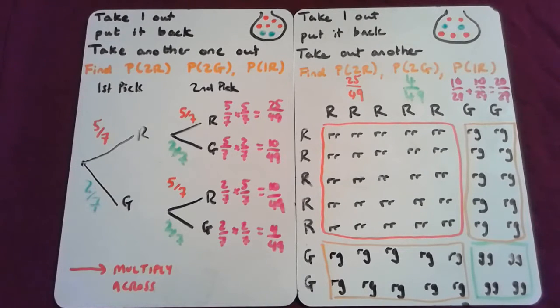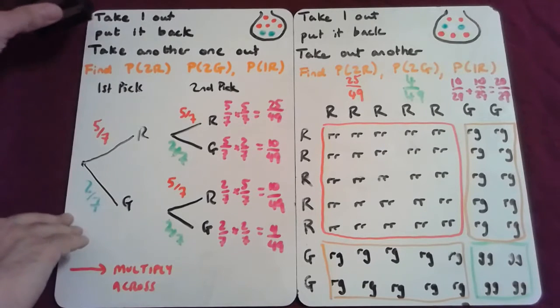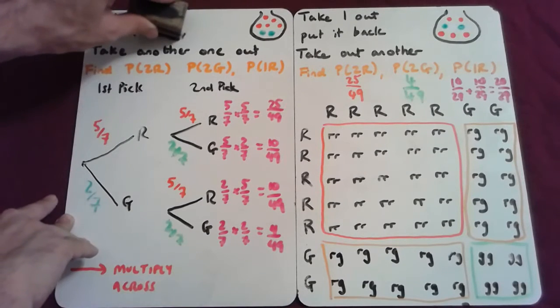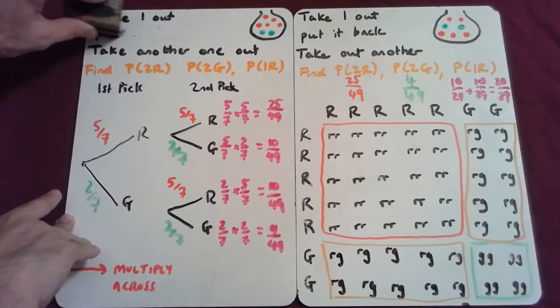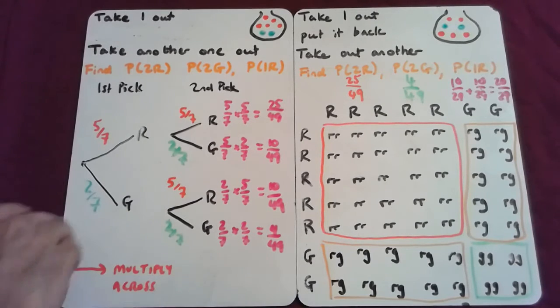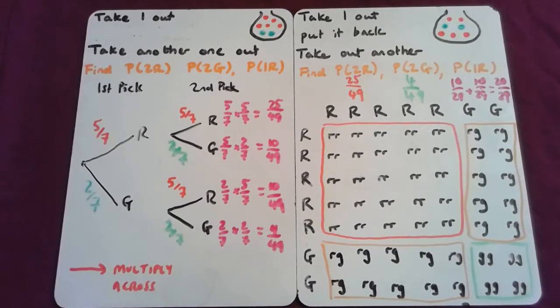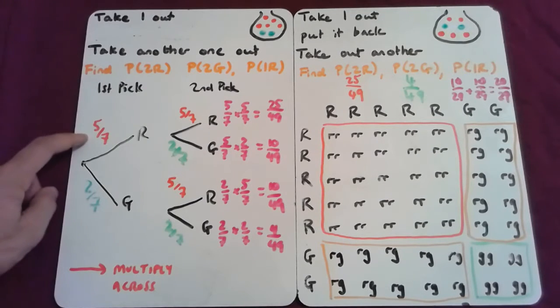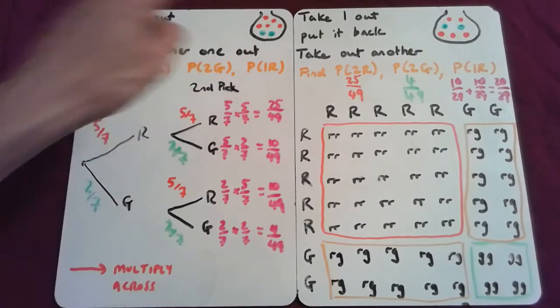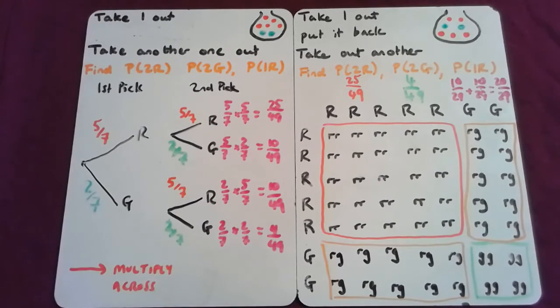something which is very common to see in questions is if you take one out, you don't put it back, and you take another one out. So if I take out one ball or one counter, and then I don't put it back, now my first pick will still be the same. I've still got all of these in there to work with. But my second pick will change.